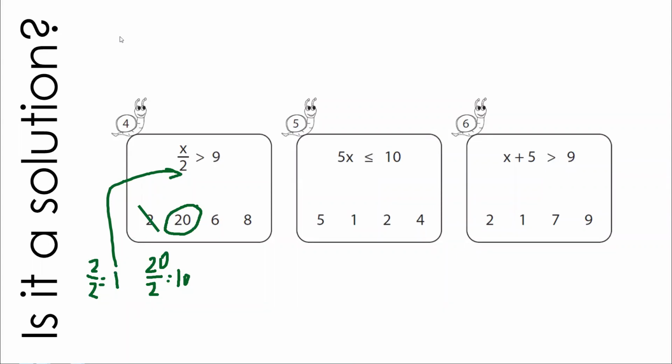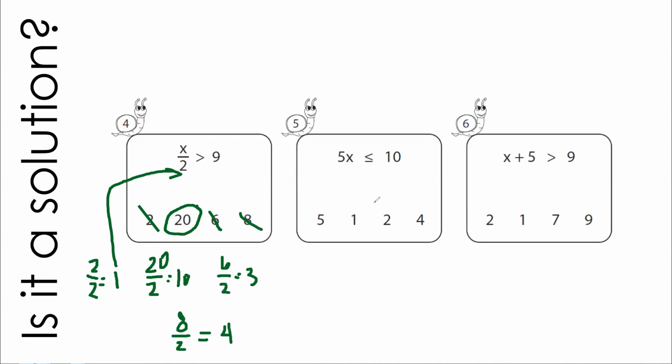We're going to do that for our 6 now. So we're taking 6 divided by 2, which gives us a 3. Is 3 bigger than 9? Nope, it is not. And then our last number is 8. 8 divided by 2 is 4. Is 4 greater than 9? Nope, it is not. So 20 was our only solution from these 4 options.